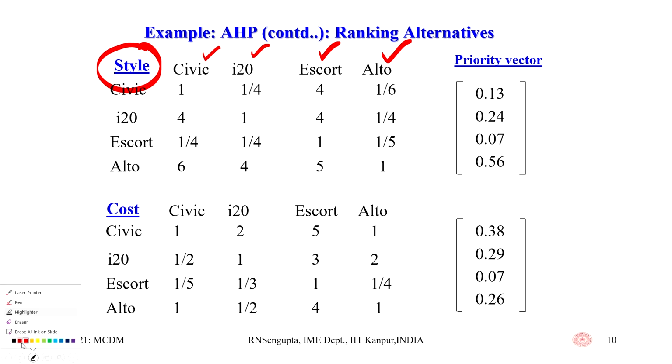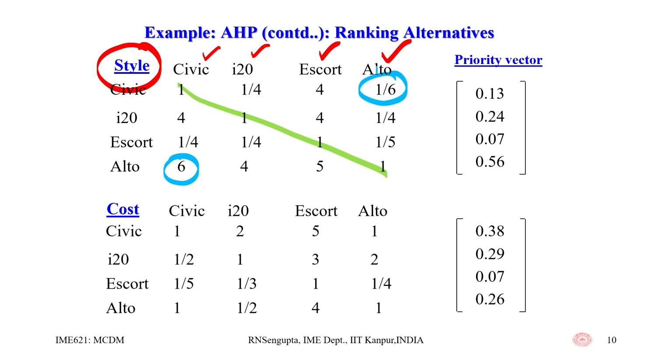The principal diagonal, which I will mark in light green, is 1, and for one example of the comparison, let us consider Alto to Civic. I placed a score of 6, which I marked in blue, for Alto with Civic, and obviously the corresponding value which I will place on Civic with respect to Alto is 1/6. Now, this 6 and 1/6 is placed by the decision maker, so it may differ from decision maker to decision maker.